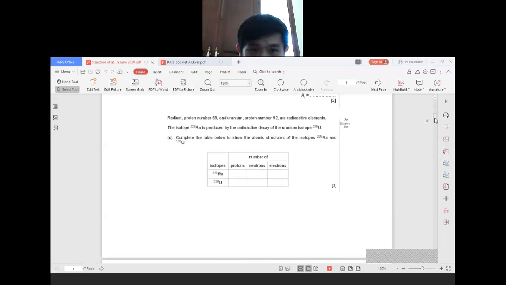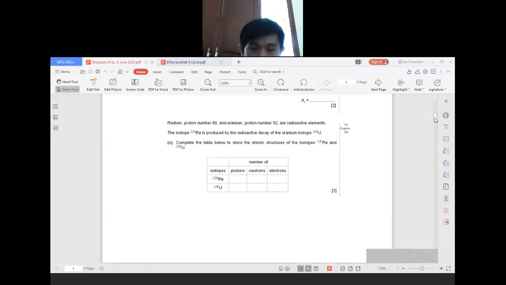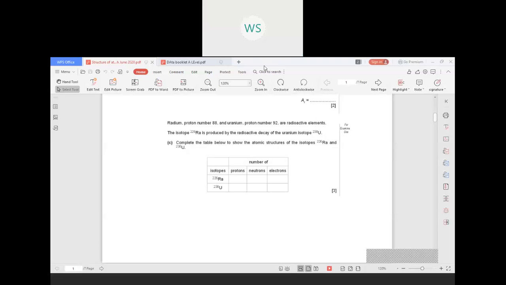Radium, proton number of 88, and uranium, proton number of 92, are radioactive elements. The isotope radium-226 is produced by radioactive decay of uranium isotope uranium-238. Complete the table below to show the atomic structures of the isotopes radium-226 and uranium-238. Let me ask Timothy.